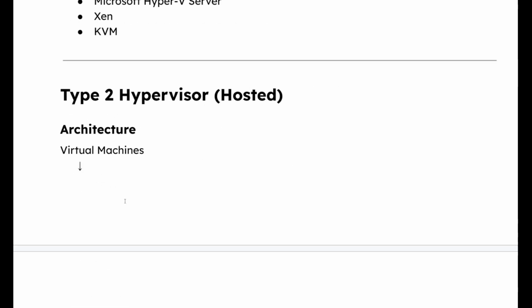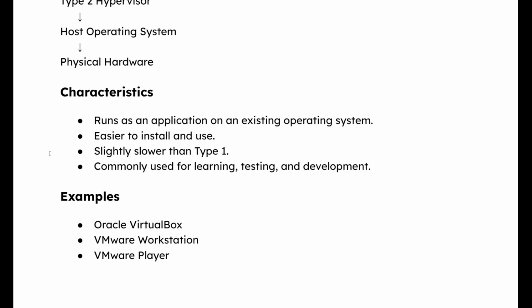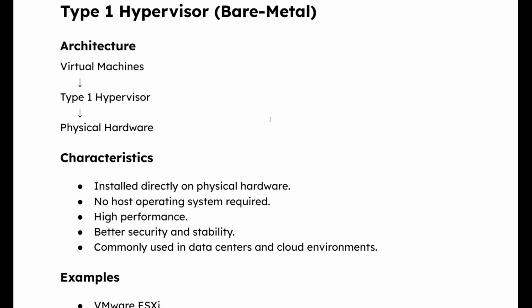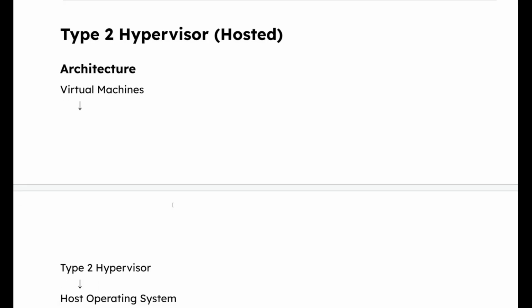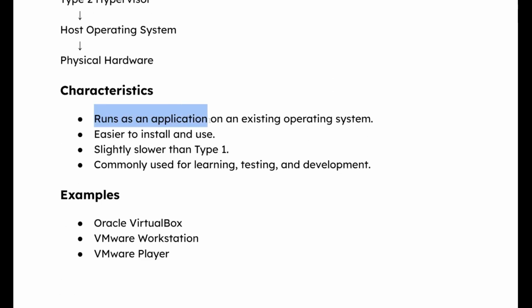Okay. And the type 2 hypervisor runs as an application on an existing operating system. Sorry, type 1 was installed directly on the physical hardware, right? But type 2 runs as an application on the existing operating system. It is easier to install, it is slightly slower, and commonly used for learning, testing, and development. That's it. Fine. Examples are Oracle VirtualBox that we are going to use, so we are going to make use of the type 2 hypervisor. Fine. VMware Workstation, VMware Player. So these are the examples of that.